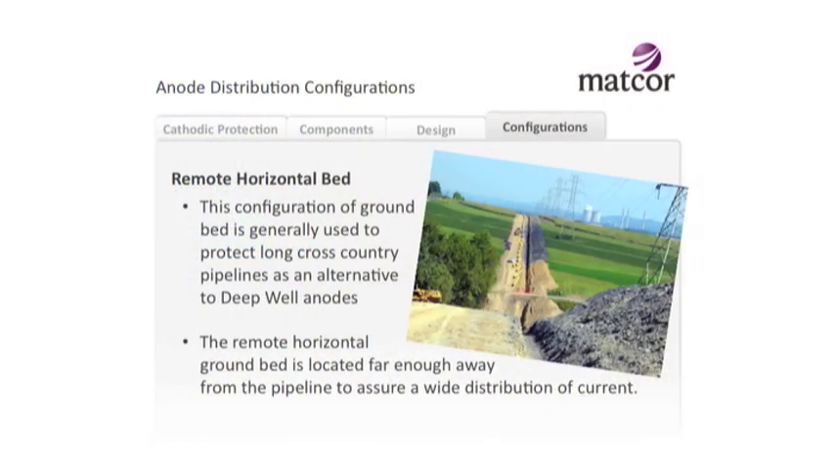Often used for long-distance pipelines. Okay? Like I said, you put one anode station in, you go another 20 miles, put another anode station in, and they're protecting 10 miles in each direction. Not at all uncommon.